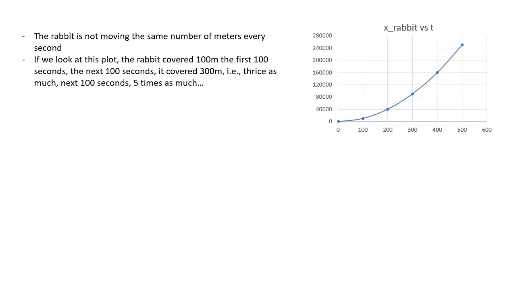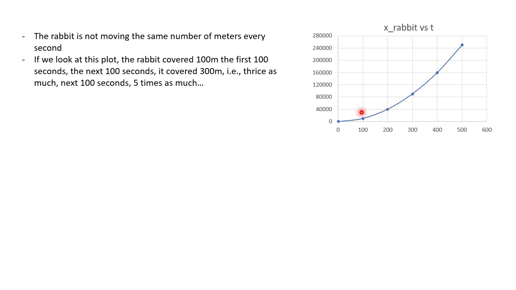The rabbit, yeah, it's not moving the same number of meters a second. Now if we look at this plot, the rabbit covered in the first 100 seconds 100 meters, or 10,000 centimeters. In the next 100 seconds over here, it covered 300 meters. So the first 100 meters over here, and the accumulated distance that it traveled was like 400 meters.